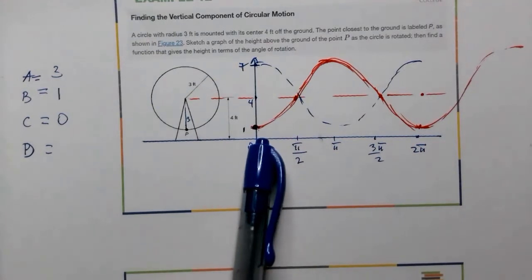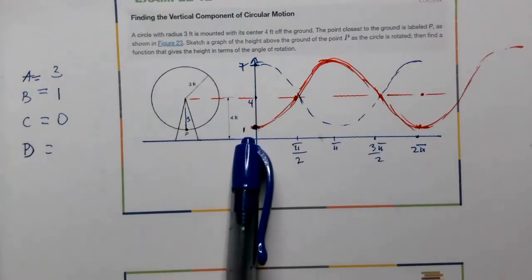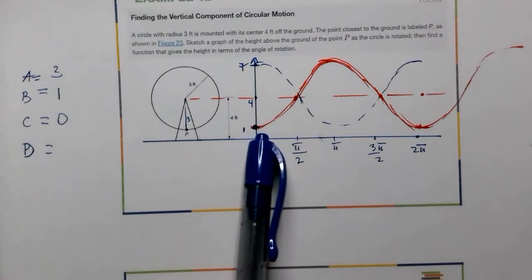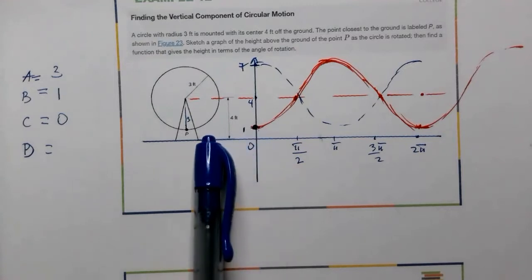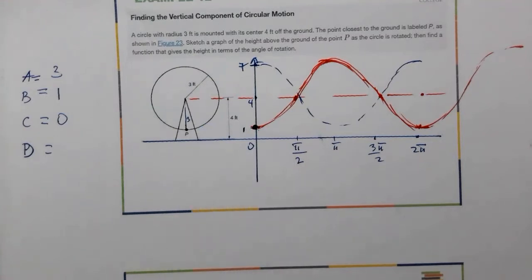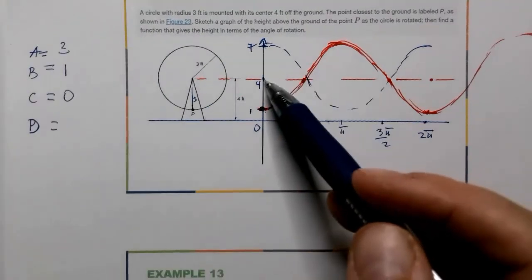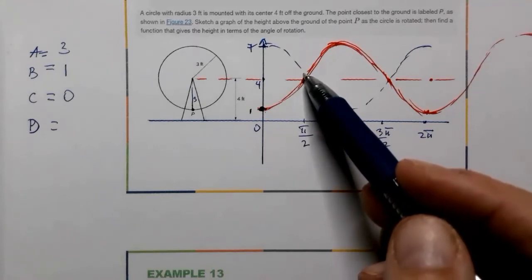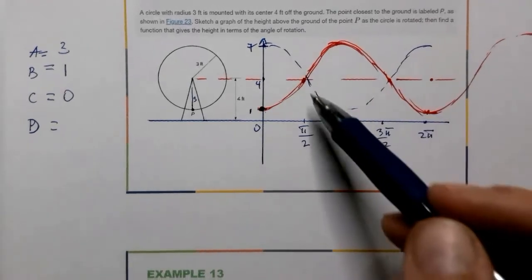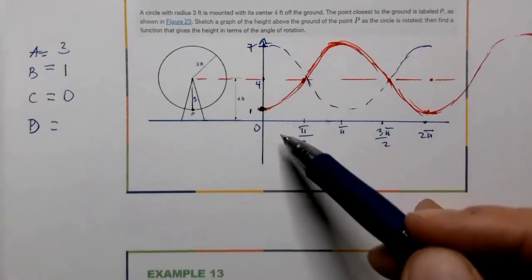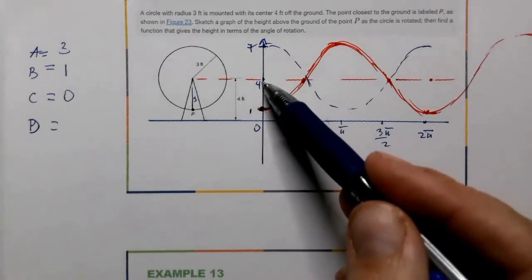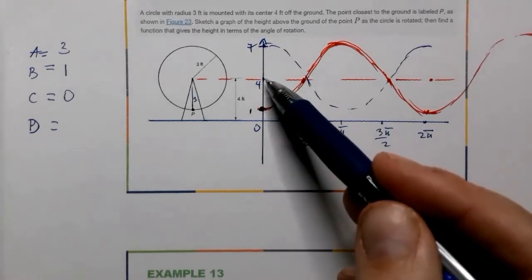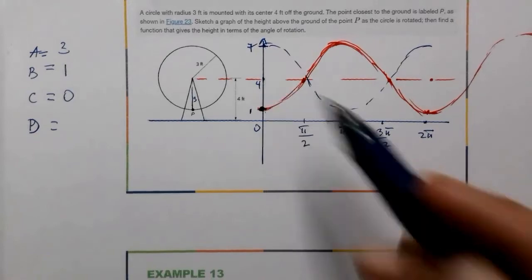But if I use the sine function, I would have to use a phase shift. It would be a sine function shifted pi over 2 to the right. So C would be pi over 2. But anyway, let's continue. D is the up and down shift, and it went up 4 units.